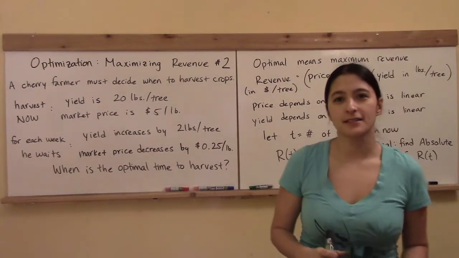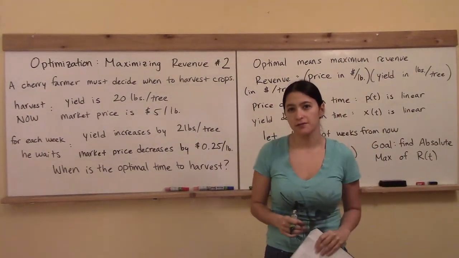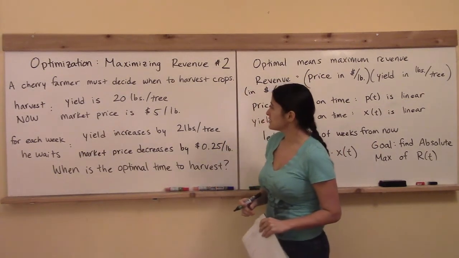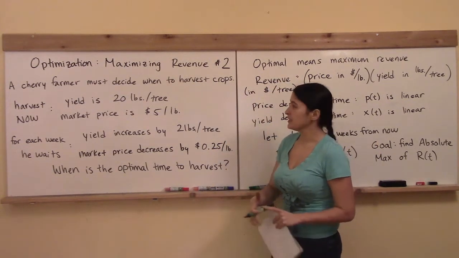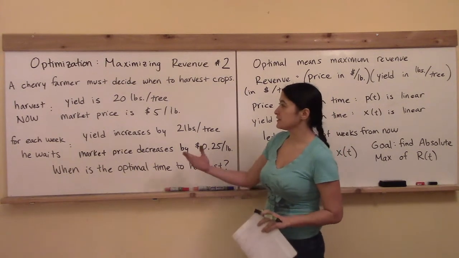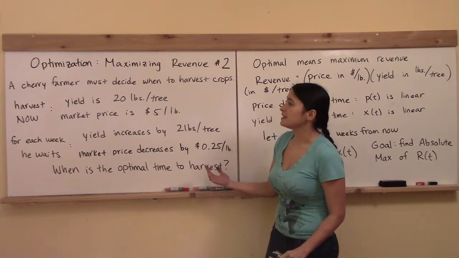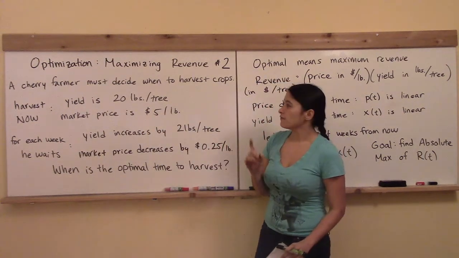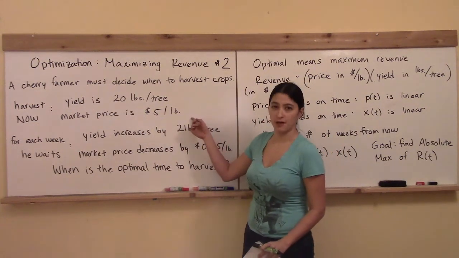In our second example of the maximization of revenue, we have a farmer's dilemma. This cherry farmer must decide when to harvest the crops. Here are the options. If he or she harvests now, the yield will be 20 pounds of cherries per tree. Right now, the market price is $5 a pound.